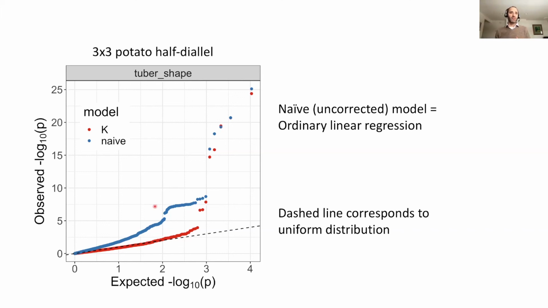Now look at what happens in the blue when you don't use the structure correction. You just do an ordinary linear regression, like you would use in a typical linkage mapping analysis. You can see it's floating above the line, it's inflated. That's one of the signatures that means you haven't properly done your structure correction.